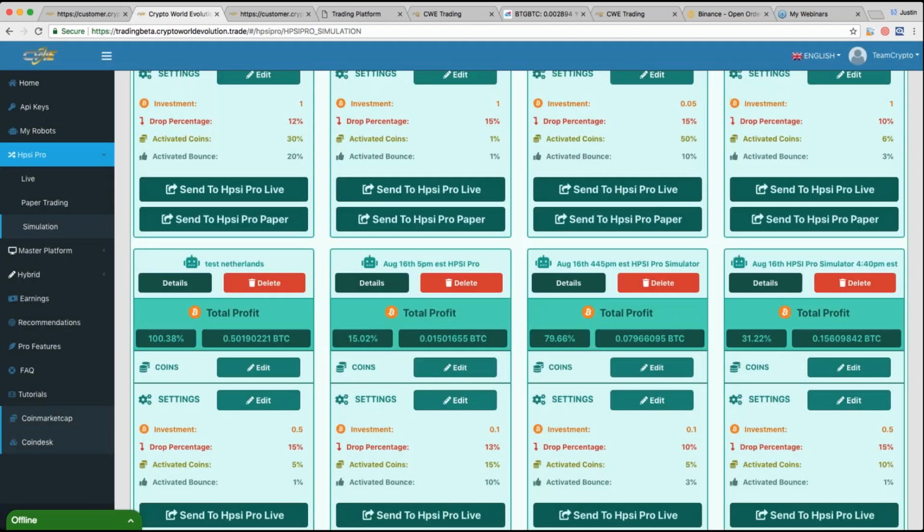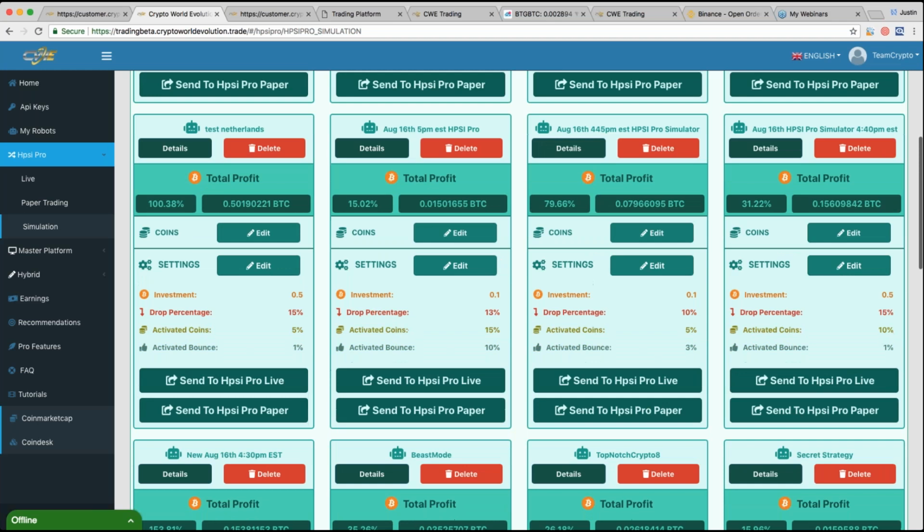And if you wanted to take this one here, you can send it right to a HPSI paper trade. Now, what's a paper trade? A paper trade, guys, is somewhere where it's still demo, but it's going to go with the current market condition and show you the profits of what your settings would do right now in the current market condition, which is also powerful.